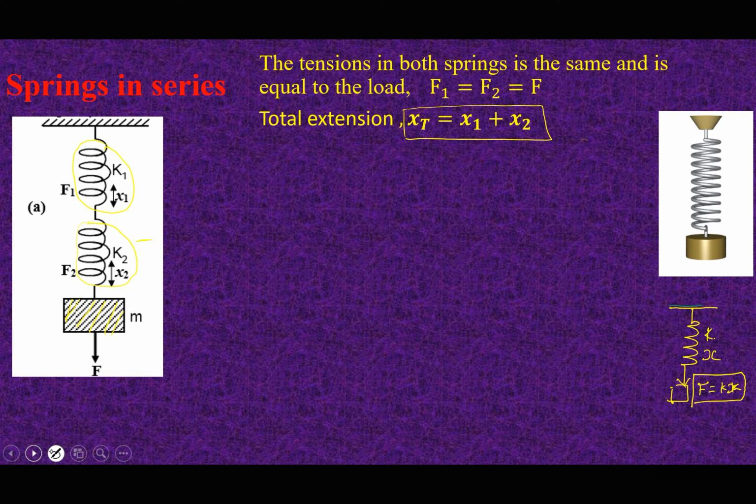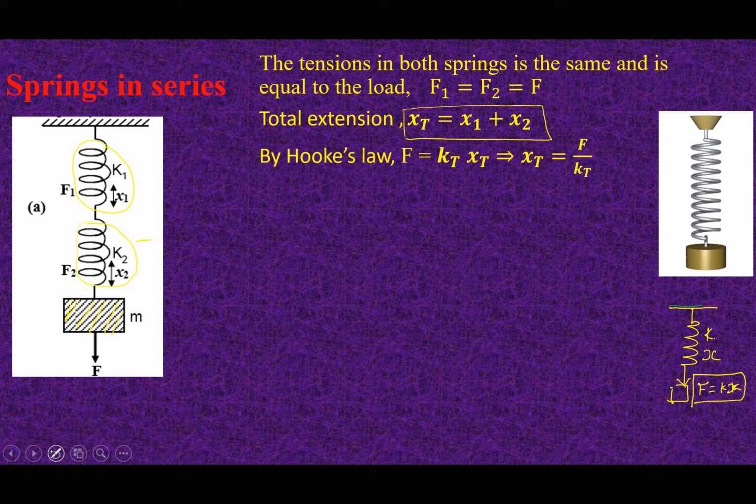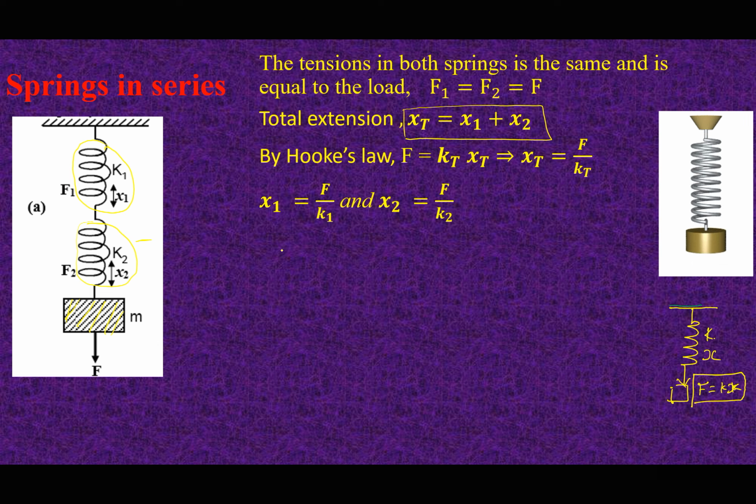But if we consider Hooke's law, then F is equal to K total times total extension. So if I make total extension the subject, x total is going to be F over K total. So for x1, it is going to be F over K1. Remember, F1 and F2 are the same as F. And for x2, it is also going to be F over K2.